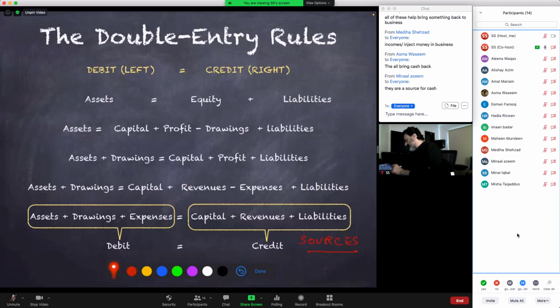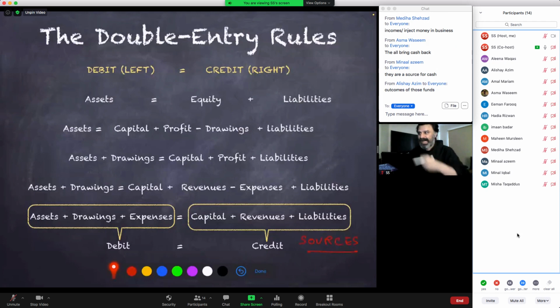They represent what? Write your answer here. Outcomes of those funds. Very good, Alicia. There's no specific answer to this. You can just put your thought there, anything that can describe your thought much better. These are the outcomes of those funds. Alicia, you nailed it actually.